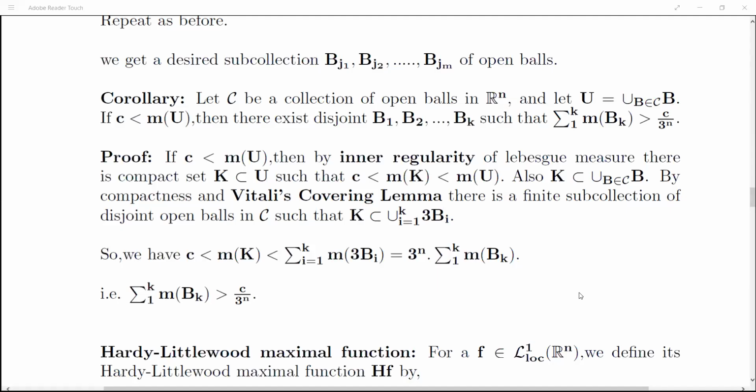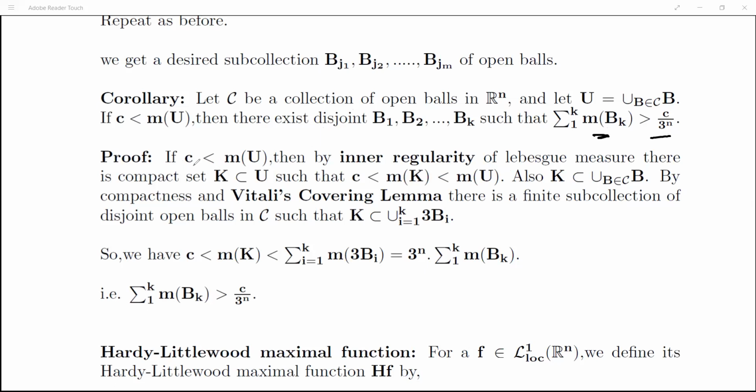Yeah, so there is a statement. C is a collection of open balls in Rn. Take the union. Then there is a disjoint collection of open balls such that the sum of the measures of these balls is greater than C by 3 to the power n. So what you do is that you use the inner regularity of the Lebesgue measure.